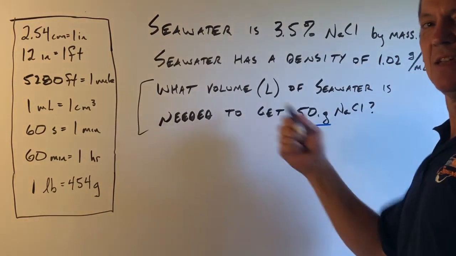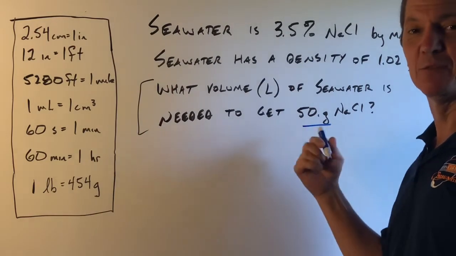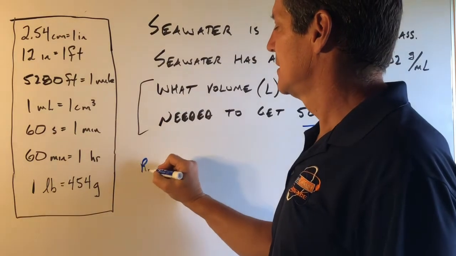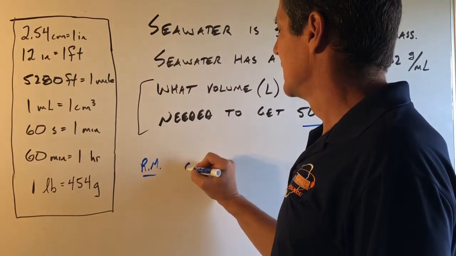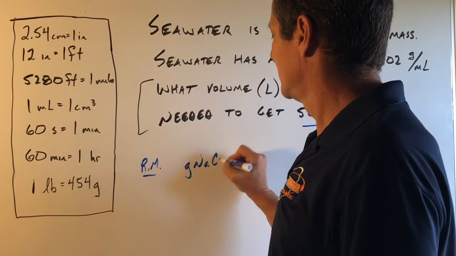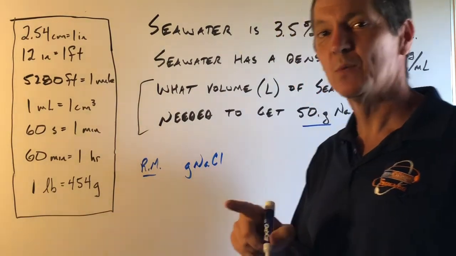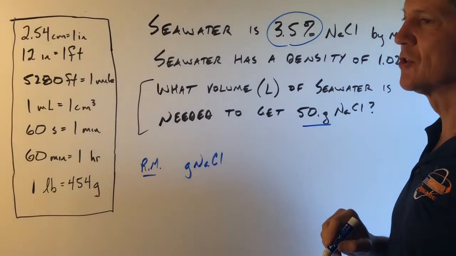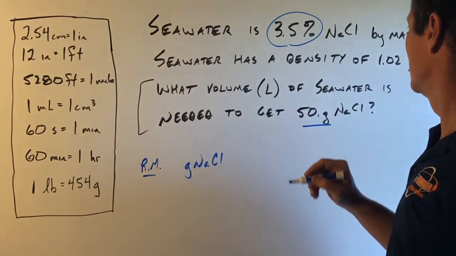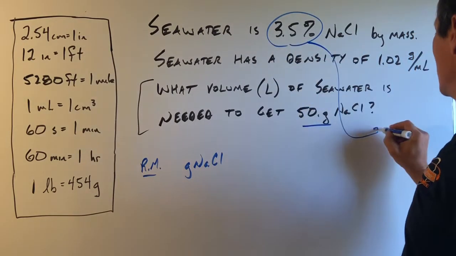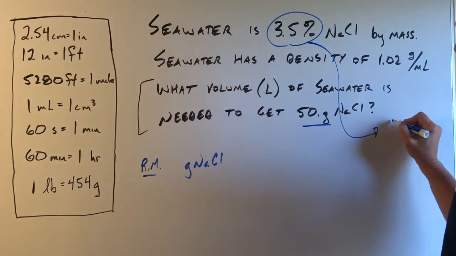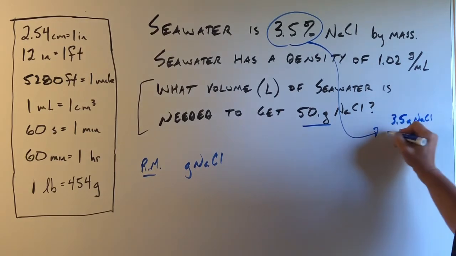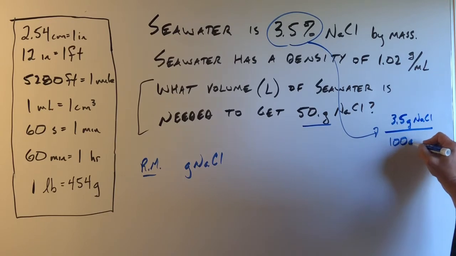All right, so again, we're trying to get 50 grams. So even though that's the end of the problem, that's what we obtain from the experiment, if you will, that's really where we start our calculation. So my roadmap here would be grams of sodium chloride. Oh, forgot a very important step. When we see percentages, a really good thing to do is turn that into something that's more useful for our calculation. So I'm just going to run that down here and say that that 3.5% means 3.5 grams of sodium chloride per 100 grams of seawater.